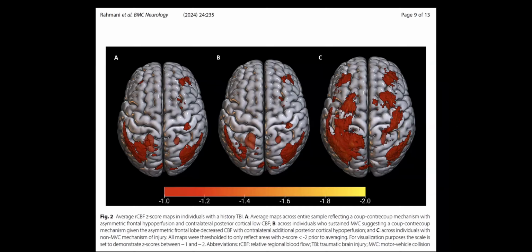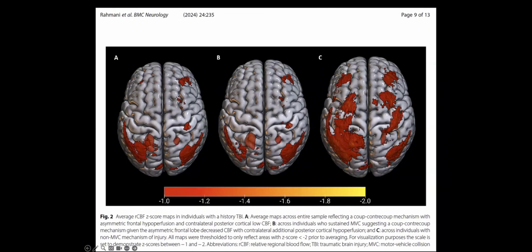And so, this is the entire cohort right here. These are all the individuals, all 65 we looked at, and you can see there's asymmetry in the blood flow, particularly on the right frontal lobe compared to the left parietal lobe. That's the coup counter coup injury. You can see that that pattern is preserved with motor vehicle collisions. So motor vehicle collisions have more of this coup counter coup pattern.